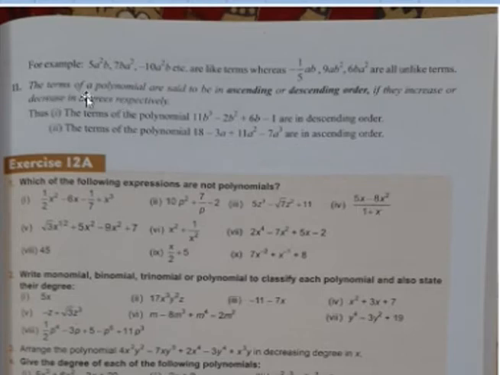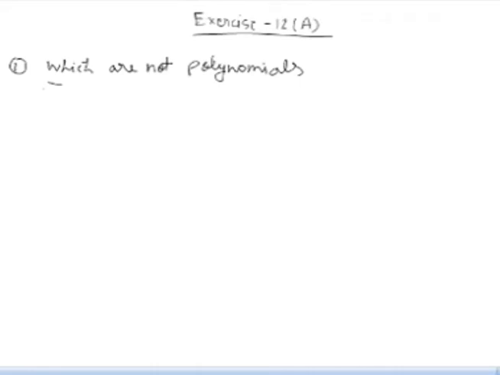The terms of a polynomial are said to be in ascending or descending order if they increase or decrease in degree respectively. We know what the degrees are. Here, if we see the degrees of b, it is b cube, b square, b. So the degree of b is decreasing, so it is a descending order. And here, the degree of a is increasing: a square, a cube. So it is ascending order. These are a few important things which you have to know before solving this exercise. We have to find out which are polynomials and which are not polynomials.